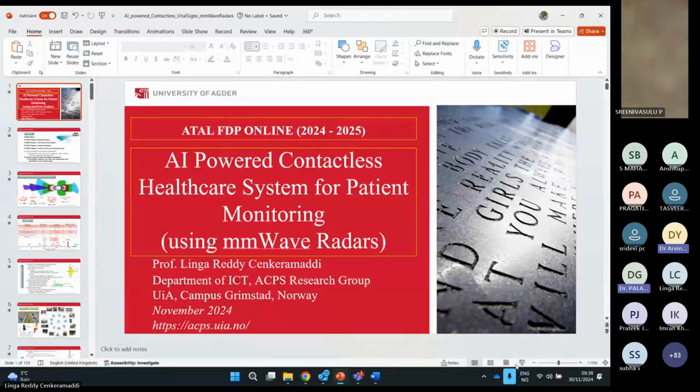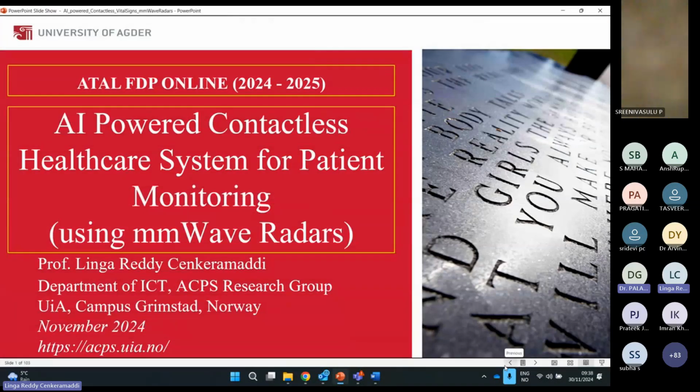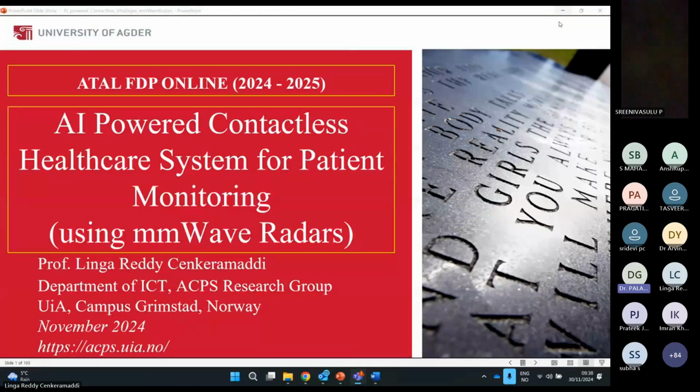Now it is visible. Yes, now it is. I think now I'm able to see the participants as well. Okay, fine. I start from zero again.